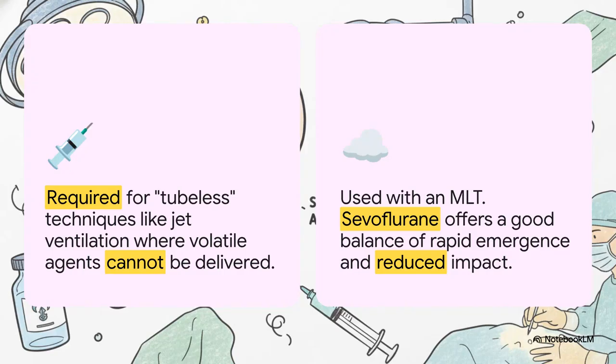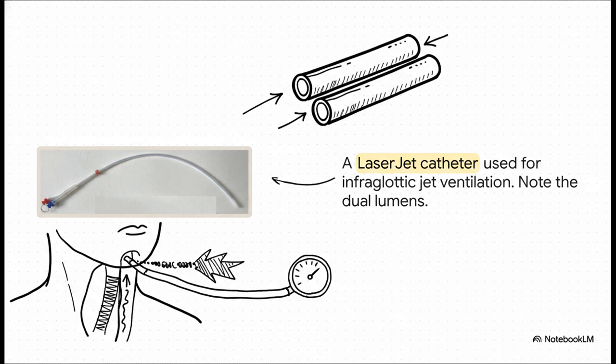Now, your choice of how you keep the patient asleep is directly linked to your airway technique. If you're going for a tubeless approach, like jet ventilation, you can't deliver inhaled gas, right? So total intravenous anesthesia, or TIVA, is your only move. If you've got a tube in, then sure, you can use a volatile agent like sevoflurane. But for a truly tubeless surgical field, we can turn to jet ventilation.